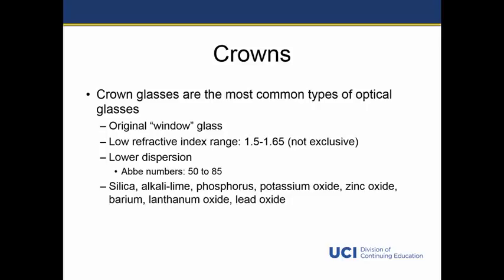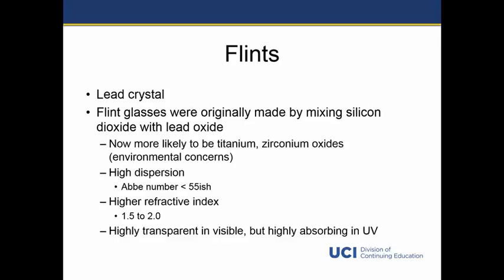The other classification of optical glasses are what are referred to as flints, and historically these were the original lead crystals. They were made originally by mixing flint material, which was basically lead oxide, with silicon dioxide to create these very, very transparent windows. Again, the original application. Nowadays, you're more likely to see titanium or zirconium oxides due to environmental concerns. Lead is not good in the environment.